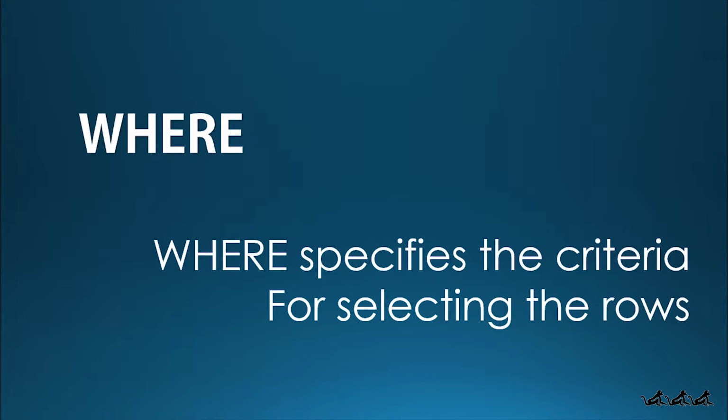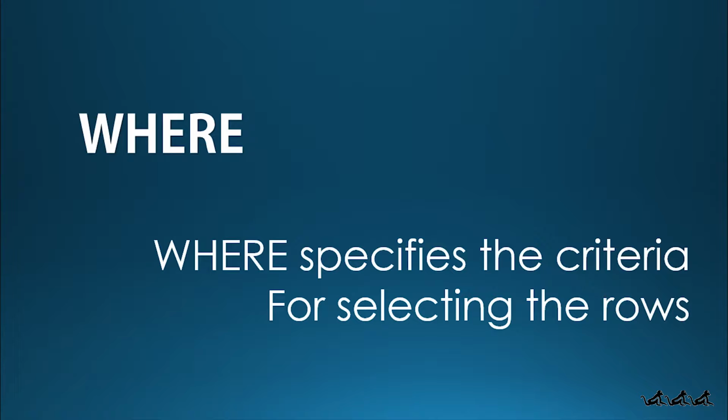And finally, the where clause is the optional component of this statement. Where specifies the criteria by which the rows are going to be selected. So for example, we say select first name, comma, last name from employee, where employee last name is Rachele, or whatever criteria we want to use.